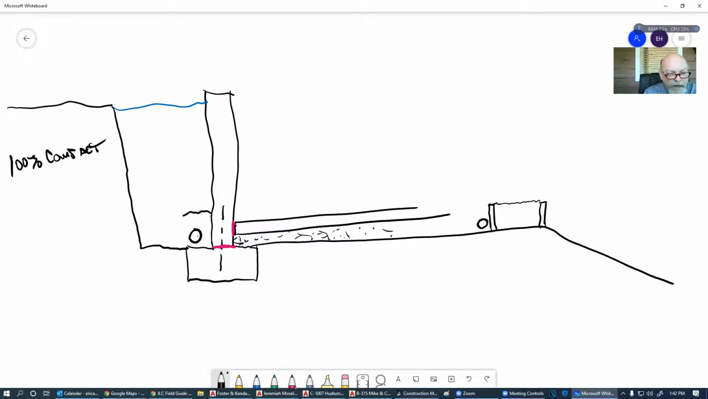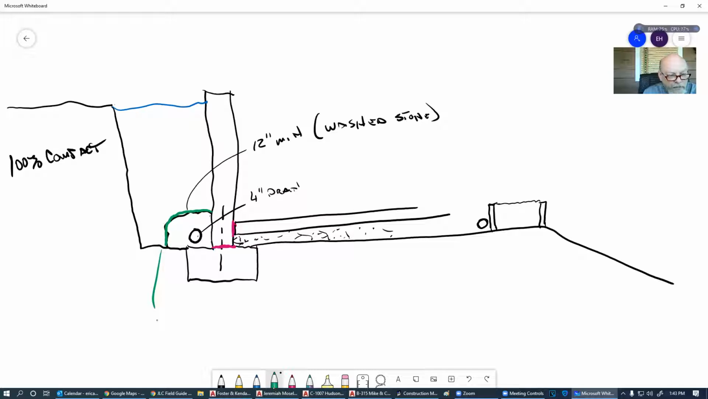So we're required to put, this is a 4-inch drain. And then we have to have some gravel, 12-inch minimum gravel. And this is washed gravel, by the way, and I'll explain that a little bit later. Washed gravel, washed stone. And then we also have to put a silt screen across this thing. And this keeps all of our fines from getting into this.